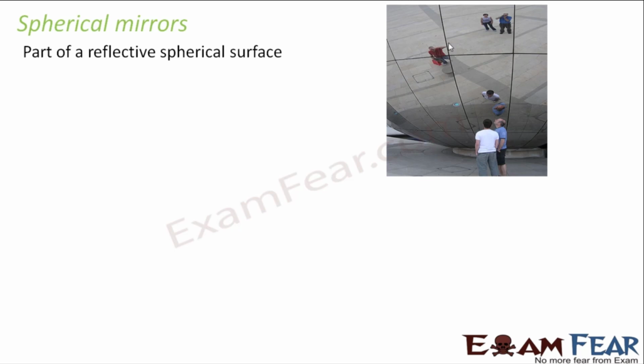If you look at this picture here, you have a big sphere which is nothing but a mirror. You can imagine any sphere like your football, but that football is a kind of mirror. I mean, you can see your image on that. Here the people who are standing can see their images on this, right? So a spherical mirror is a part of a reflective spherical surface. That means it is a spherical surface which is reflective, capable of reflection.